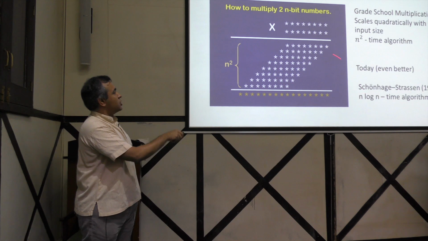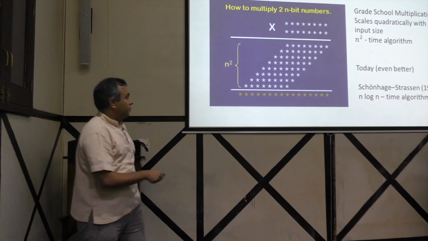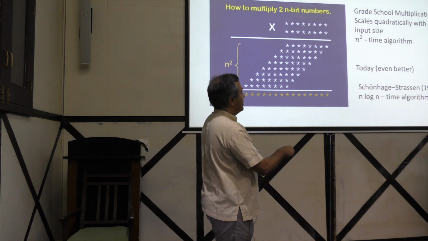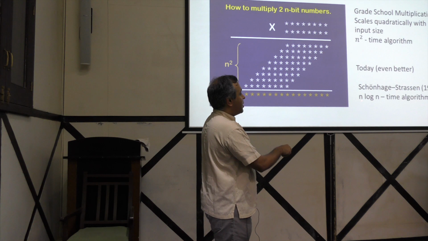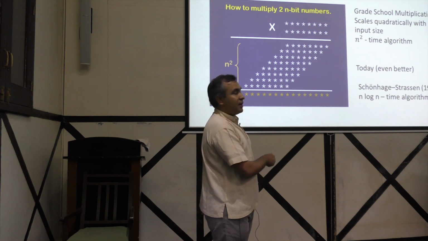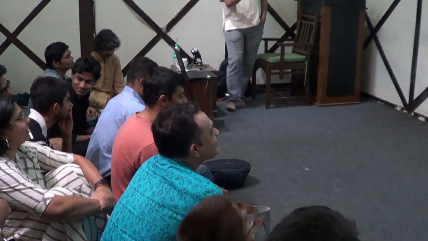This is the current best known algorithm for multiplication. What we can ask, and it's open, is can we make it even better? Can multiplication become as fast as addition? This is an open question. We don't know this.